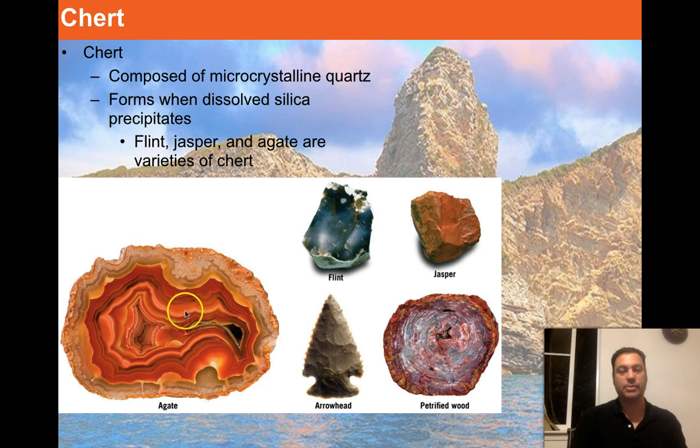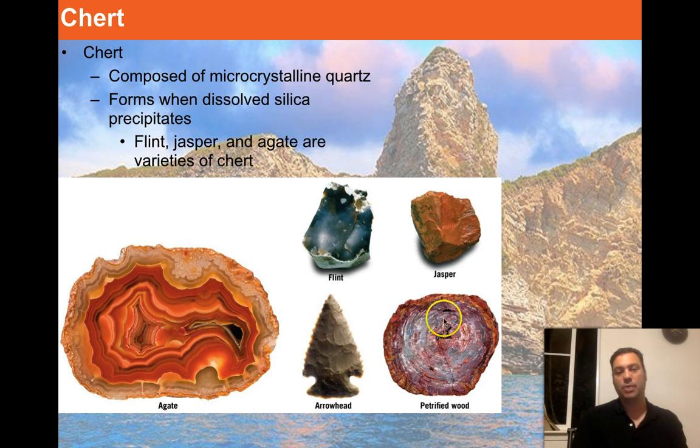So here's an agate right here. Here's an agate arrowhead, or a chert arrowhead. And here's a piece of flint. Flint is well known because you can actually strike it; it'll make sparks. Jasper, certain types of jasper can be polished up into gem quality, but this is also a type of chert. And of course, petrified wood is also a version of chert or agate, kind of similar.